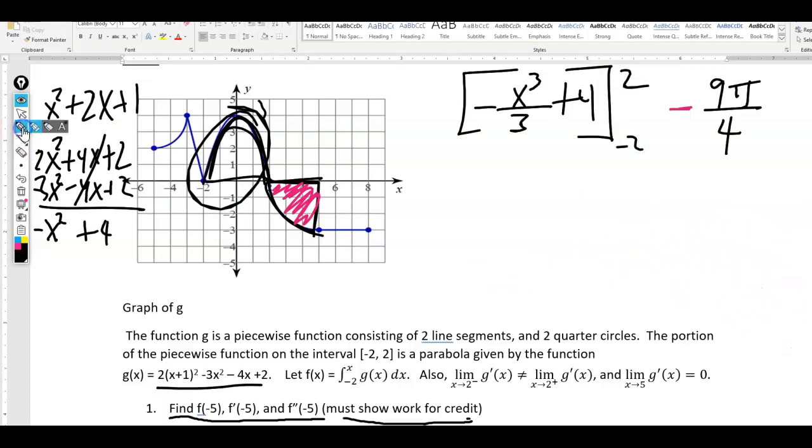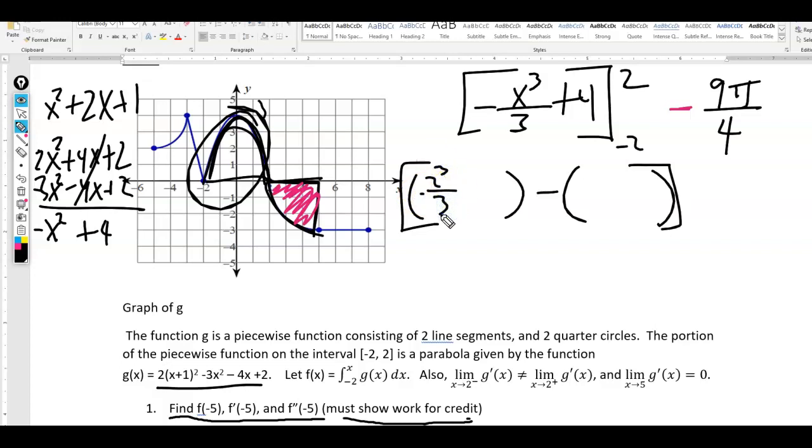Okay. And what the brackets mean with those numbers on the outside is that we're going to write 2 sets that are being subtracted from each other. One where we plug in the 2. Oh, I forgot my x there. And one where we plug in the negative 2. And bring down the 9 pi over 4 for now.